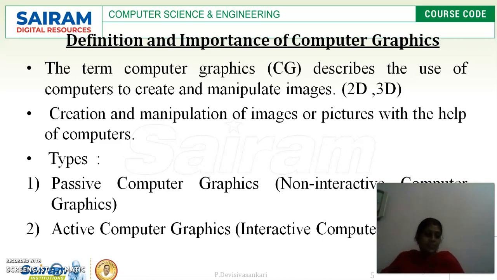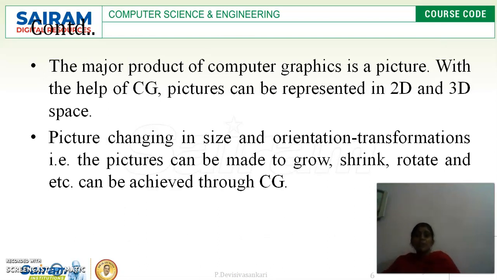computer graphics, right? So the major product of computer graphics will be the picture, or it can be any image. Okay, so with the help of CG, meaning computer graphics, any of the images or pictures can be represented in two-dimensional or three-dimensional space.